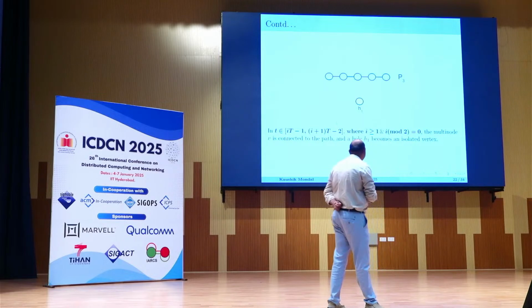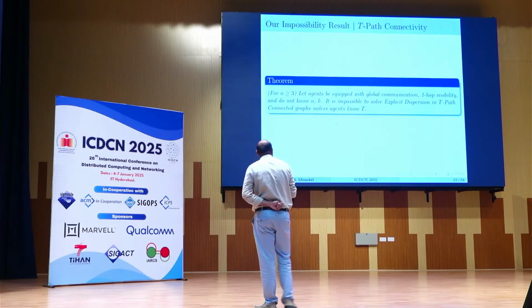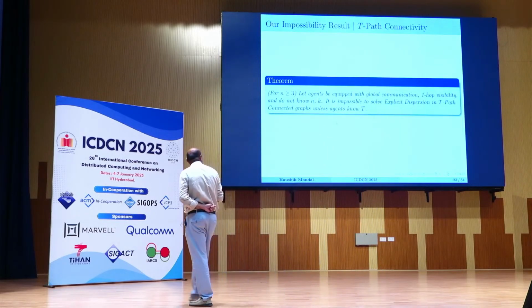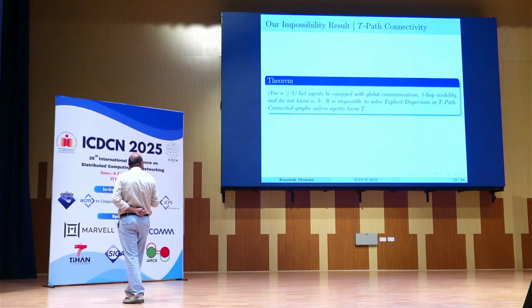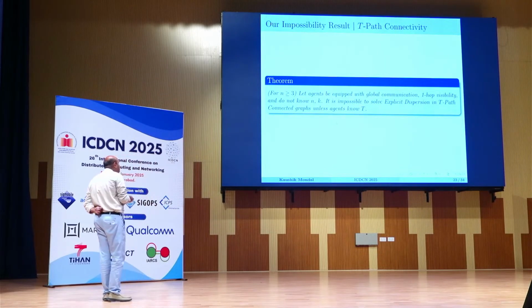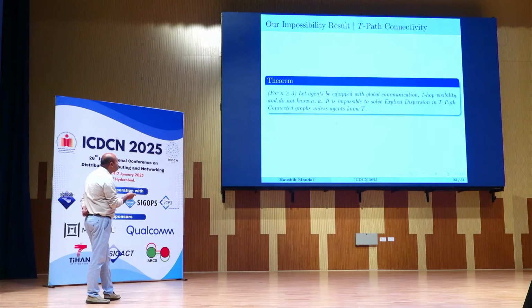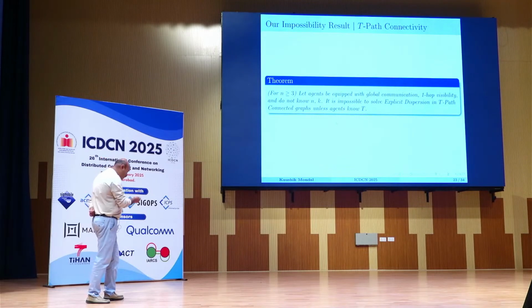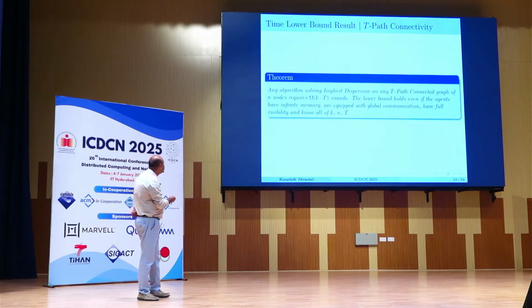So the dispersion cannot be achieved. Next, let agents be equipped with global communication and one-hop visibility, and not know N and K. This is on T-path connectivity. It is impossible to solve explicit dispersion in T-path connected graphs unless agents know T. I am not going into the proof of this.